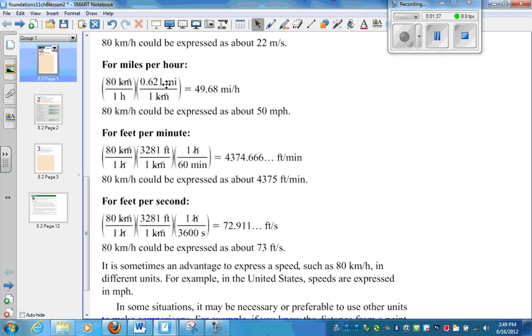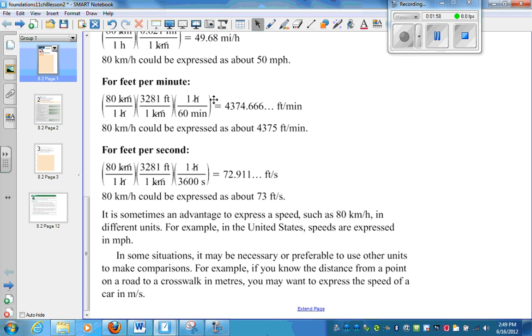And the good thing about living today is almost every phone has a conversion, or every calculator does, or you can quickly look up on the internet if you don't know this off by heart. So for kilometers per hour, they went kilometers, 0.621 miles per kilometer, and they got 49.68 miles per hour. Maybe you want to do feet per minute, there's that calculation, or feet per second.